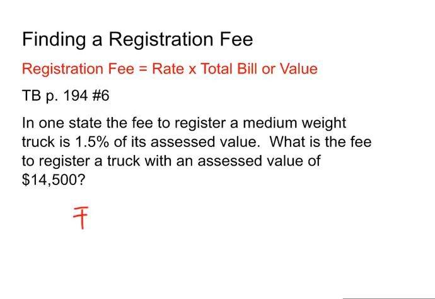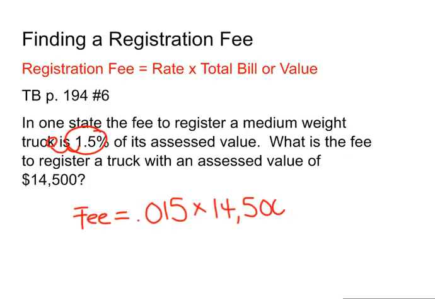So the fee is the rate, and we have to move the decimal over. So I'm going to have 0.015 times the value of the truck, and when we do that, we get $217.50. And that's how to find a registration fee.